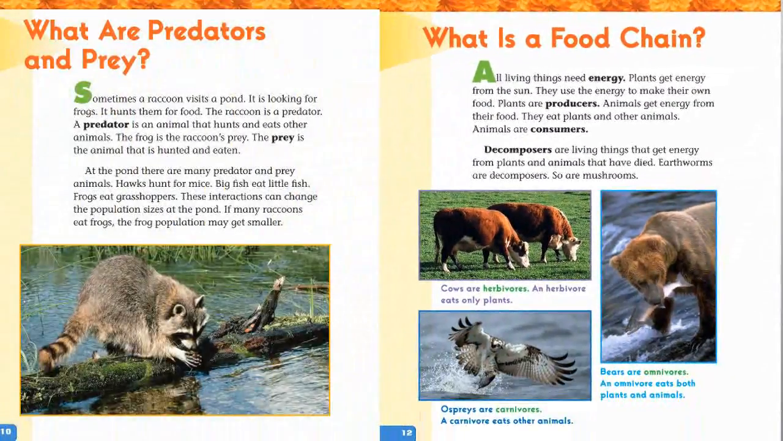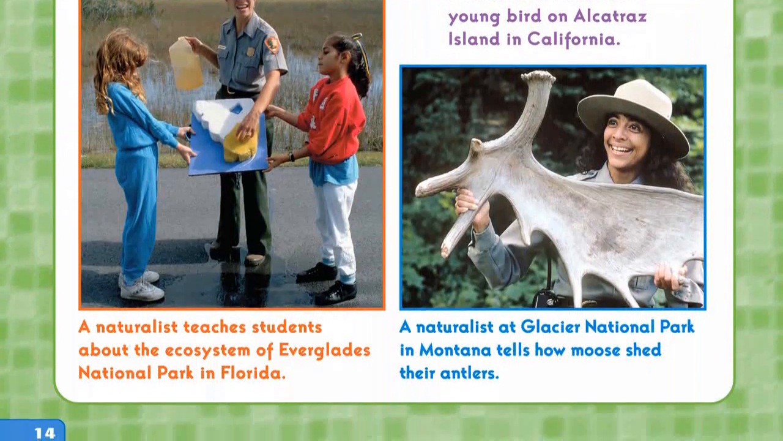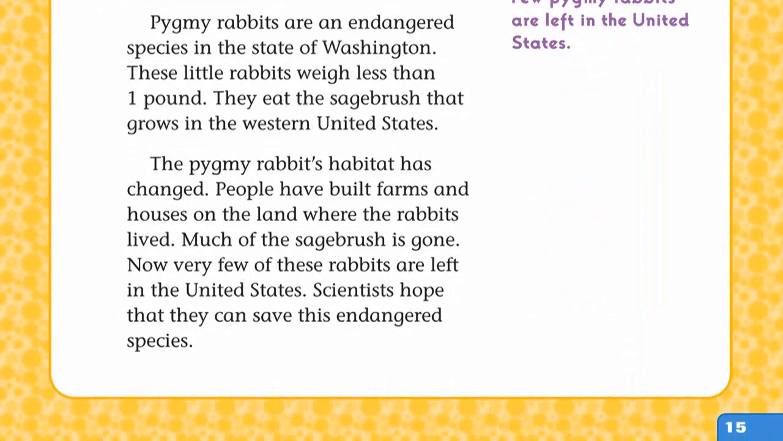In a people science reading, students are introduced to park naturalists. Finally, they discover how animal species become endangered or extinct.